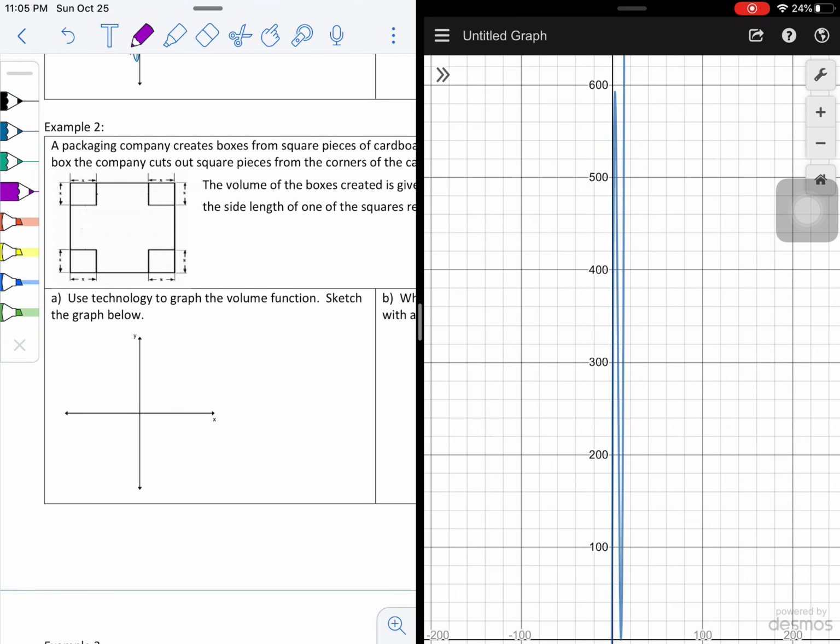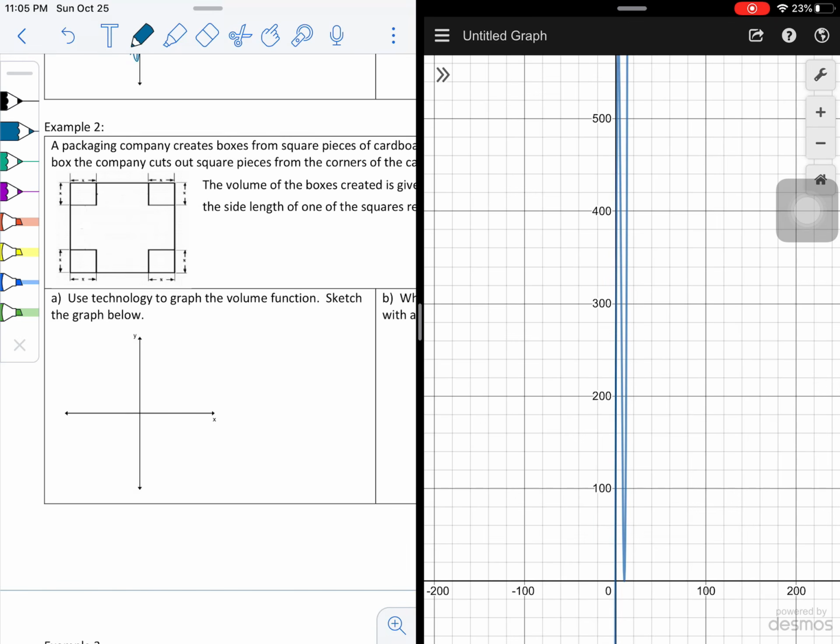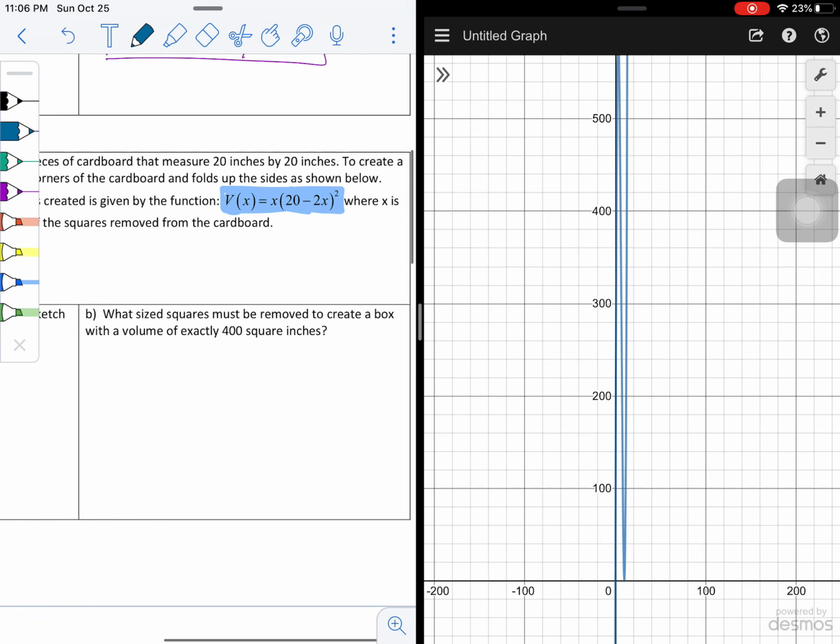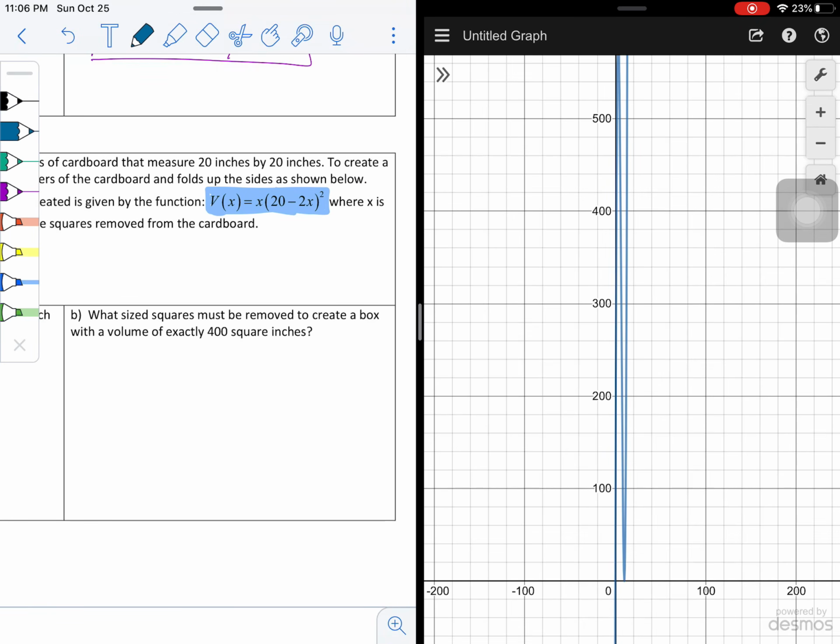Use technology to graph the volume function, sketch the graph below. It's just a sketch, all right? Does not have to be perfect. I know I'm going to come up through the origin, coming up here somewhere around 600. I saw that it bounced off the x-axis and bounced back. Okay. So, what sized squares must be removed to make a box with a volume of exactly 400 square inches? All right.